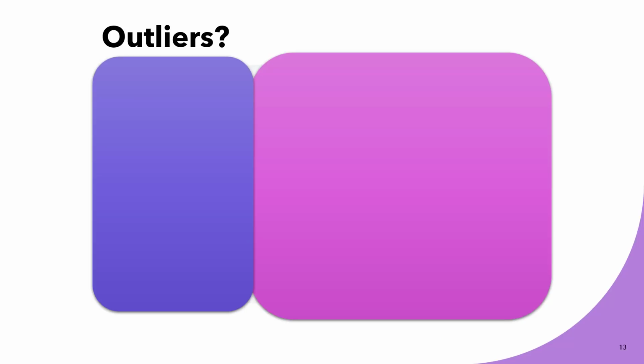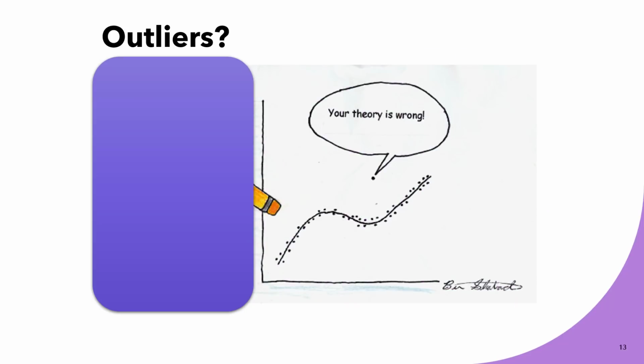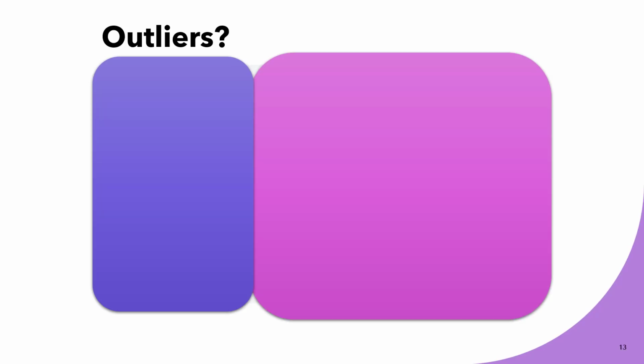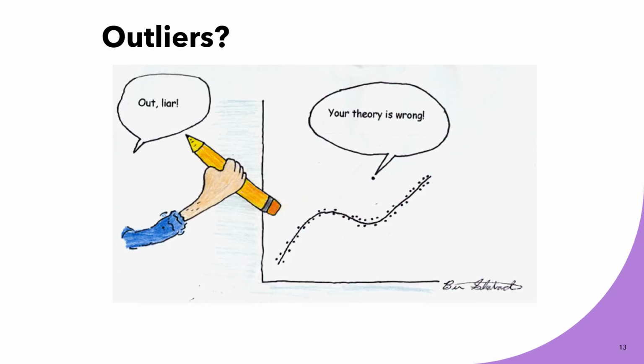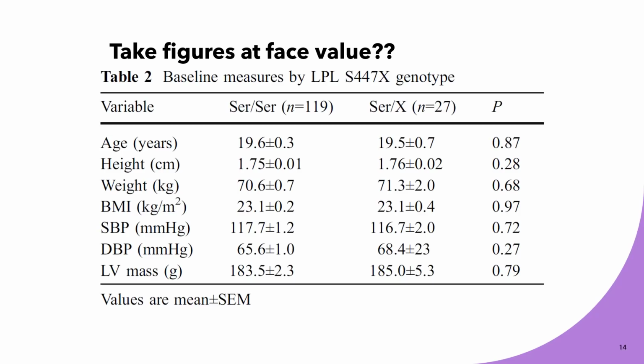So what do we do with outliers? An outlier might be telling the analyst that their theory is wrong. Now, what does the analyst do? Well, they might just erase it. Outlier. Wonderful wordplay. Beautiful. One of my favorite funnies.